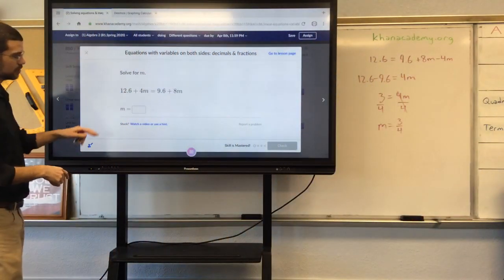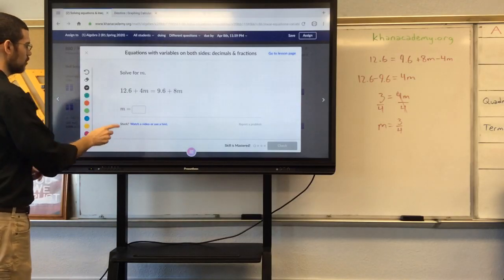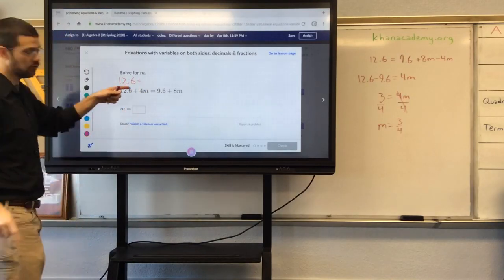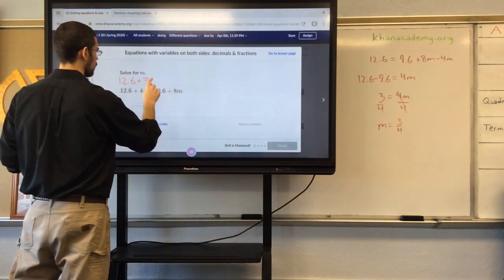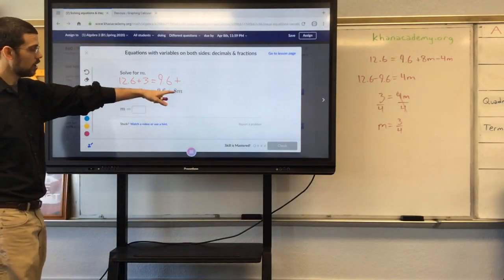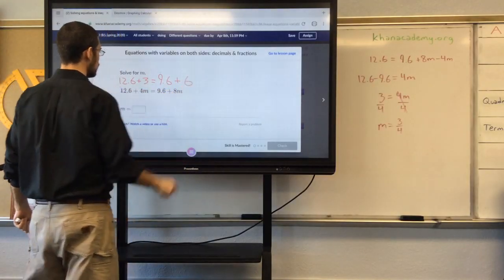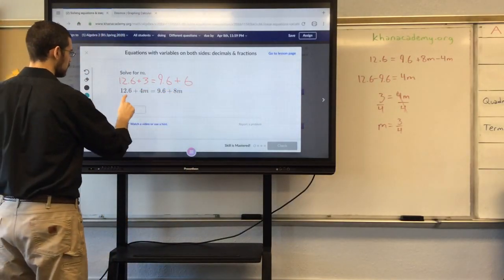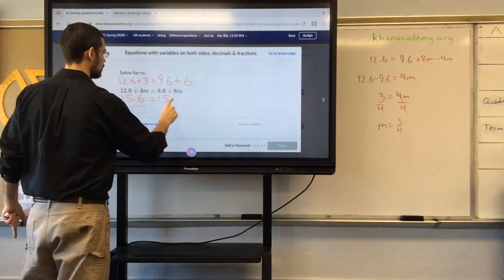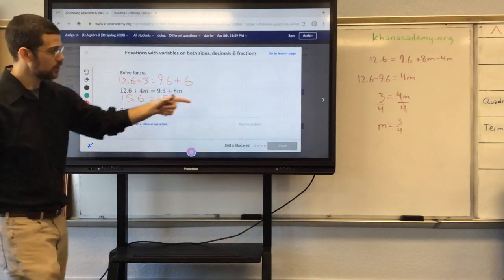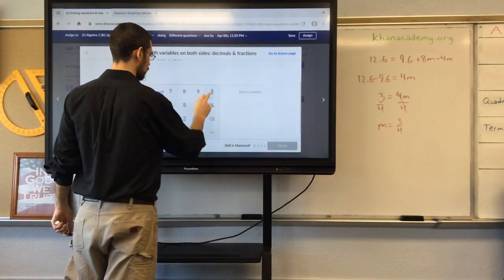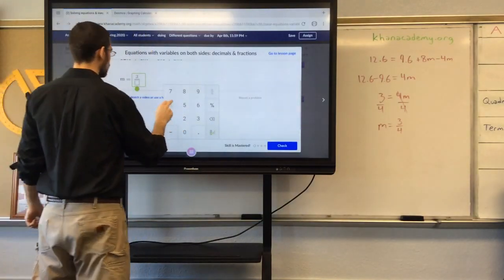Now, in the original equation, if we put 3/4 in for m, we get 12.6 plus 3/4 of 4 is 3. Equals 9.6 plus 3/4 of 8 equals 6. This is 15.6. And this also is 15.6. So we showed that it is true that m has to be 3/4. We know our answer is correct. So we will enter it. 3/4.